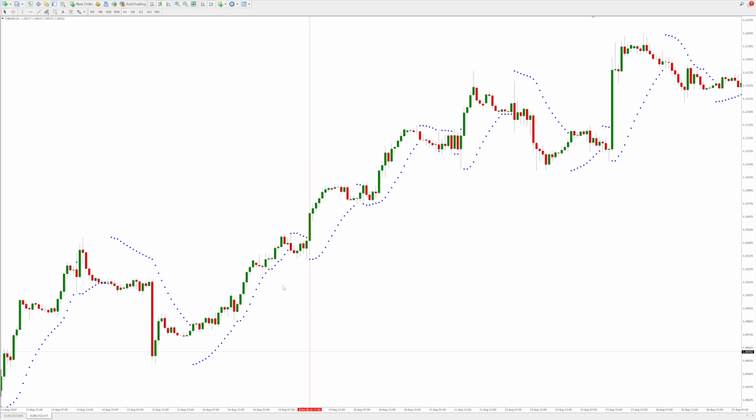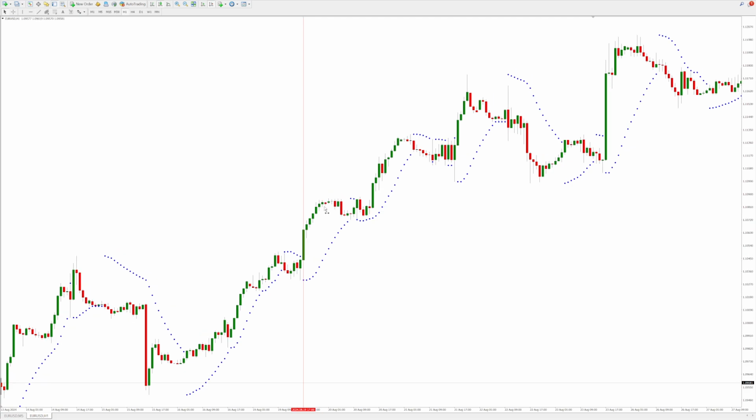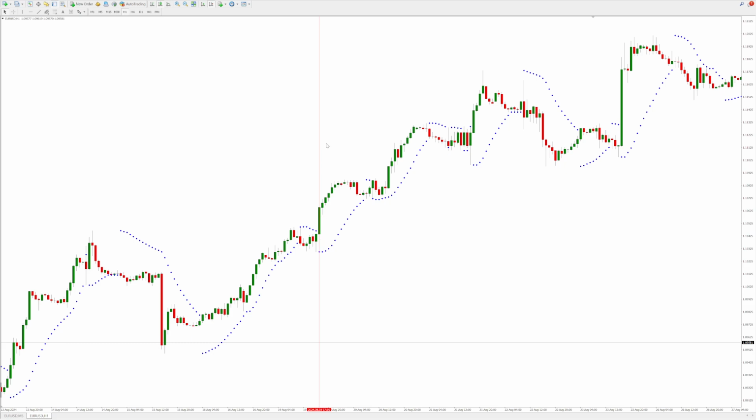So we know the basics of what the indicator does is just to identify the trend direction. To be honest, this is something that you could do with a trend line or a moving average. However, there are some advantages to the Parabolic SAR, which I'm going to explain now.